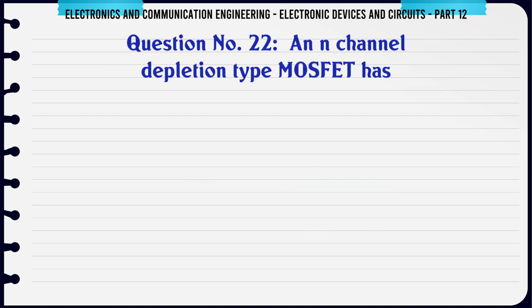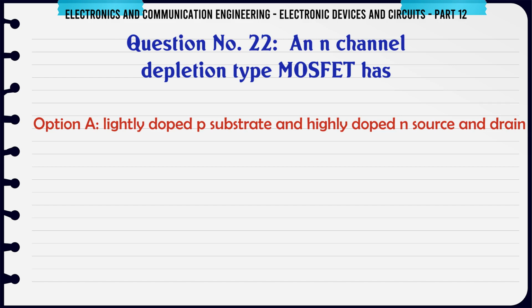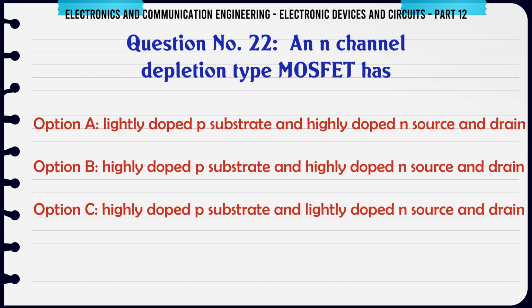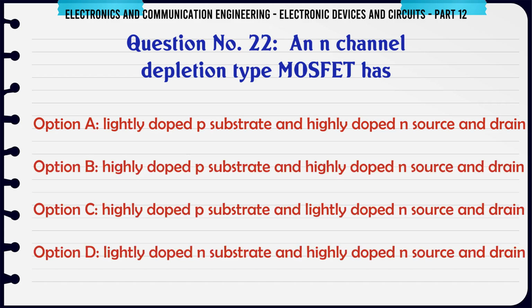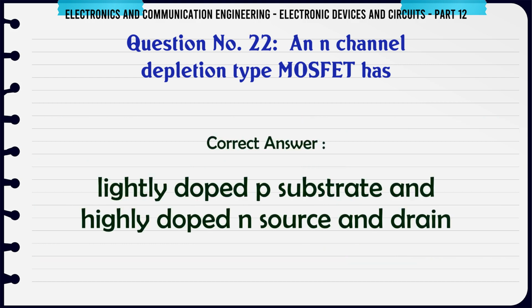An N-channel depletion type MOSFET has A. Lightly doped P substrate and highly doped N source and drain, B. Highly doped P substrate and highly doped N source and drain, C. Highly doped P substrate and lightly doped N source and drain, D. Lightly doped N substrate and highly doped N source and drain. The correct answer is lightly doped P substrate and highly doped N source and drain.